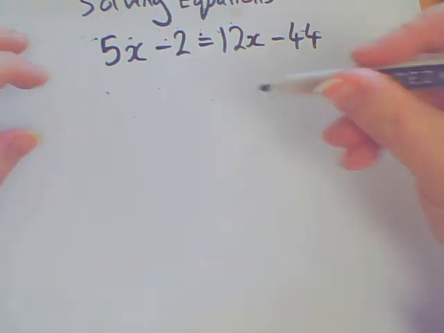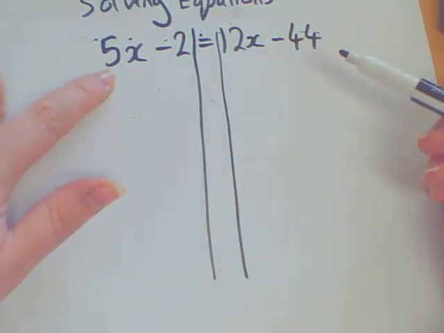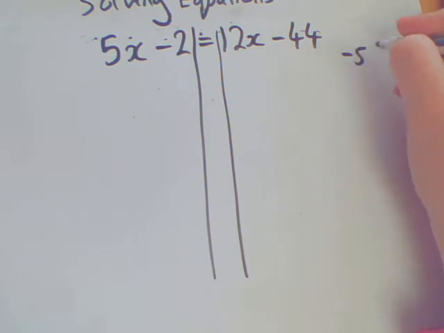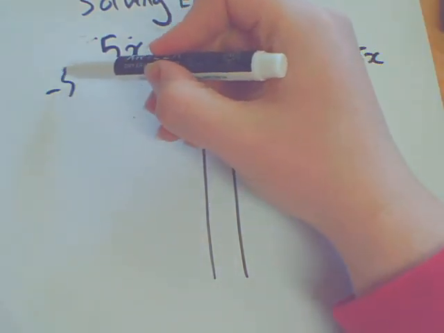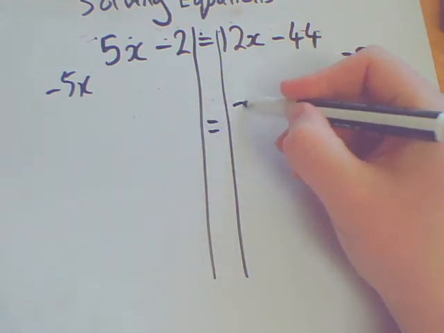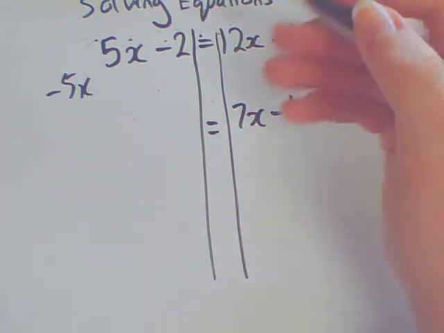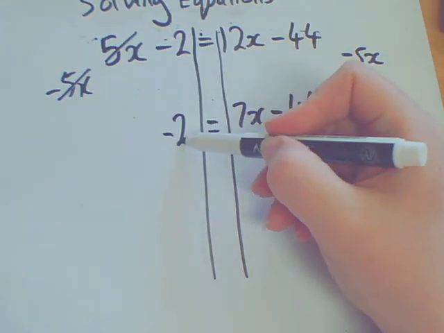Step number 1, identify the smallest amount of x. That'll be this one here. And I'm going to subtract it from both sides. 12x take 5x is 7x, and the 44 has not been touched. These cancel, and I'm left with minus 2.